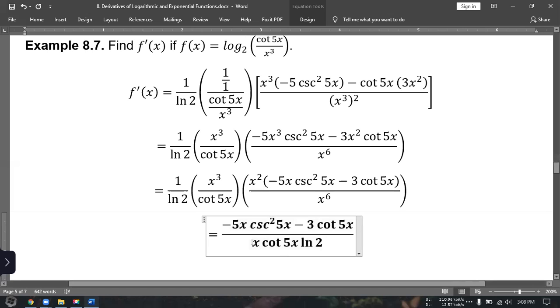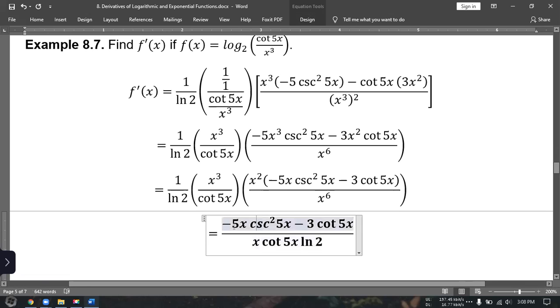Again, the x here came from x to the 5th over x to the 6th. Yung x dito nanggaling sa x cubed times x squared is x to the 5th. X to the 5th over x to the 6th is 1 over x, or x in the denominator. And here is our final answer. The derivative of the logarithm of cotangent 5x over x cubed base 2 is this.